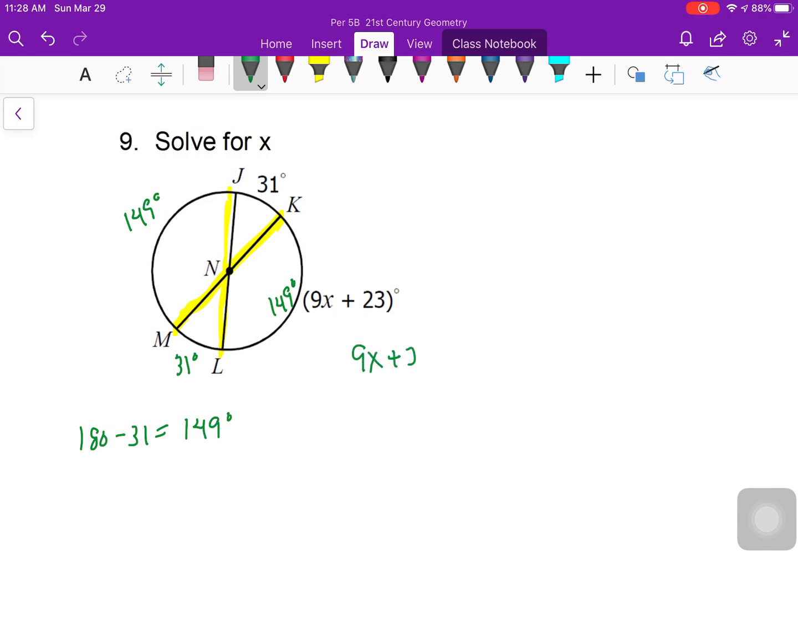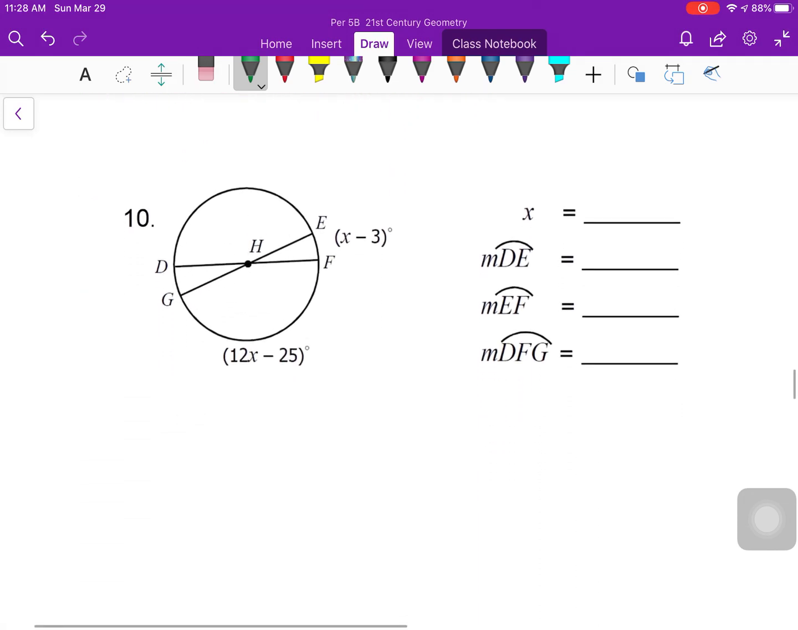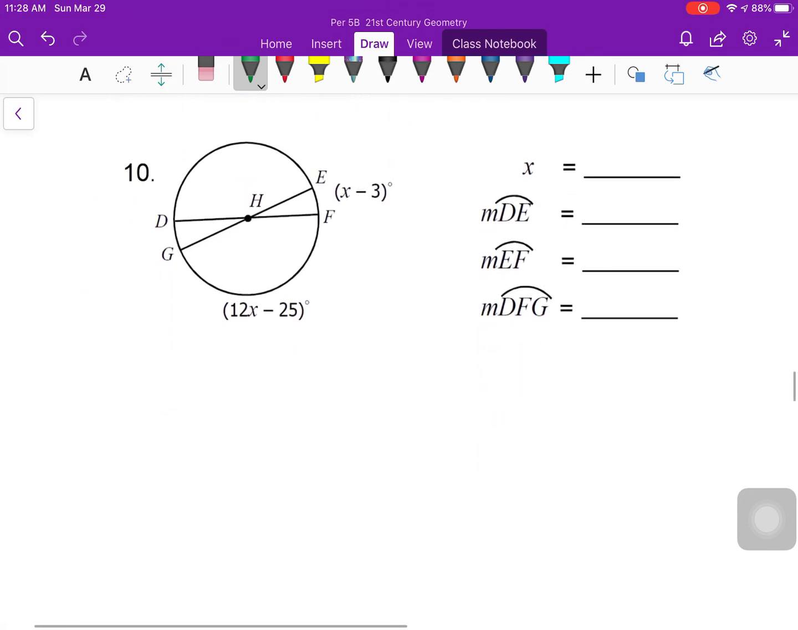That would make this one 149 degrees. And that would allow me to solve 9x plus 23 equals 149. I'll subtract the 23. 149 minus 23, 126. Divided by 9, I get 14. That was a lot shorter one. One last example here.